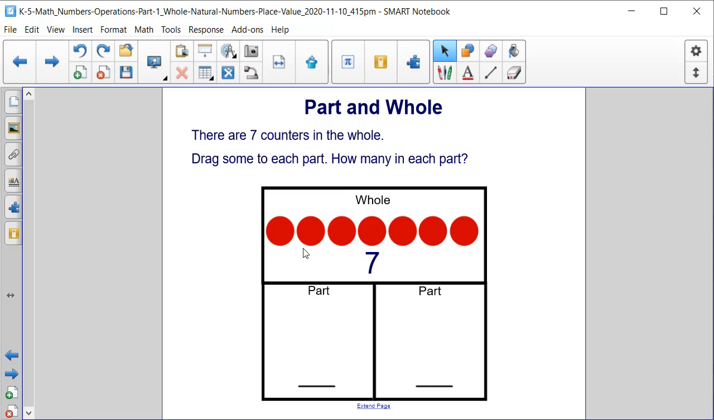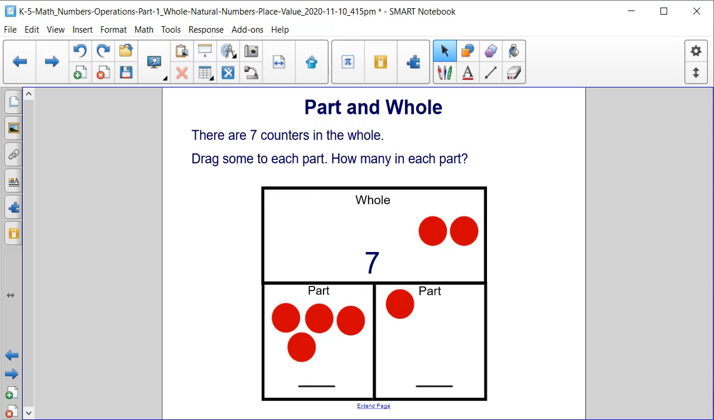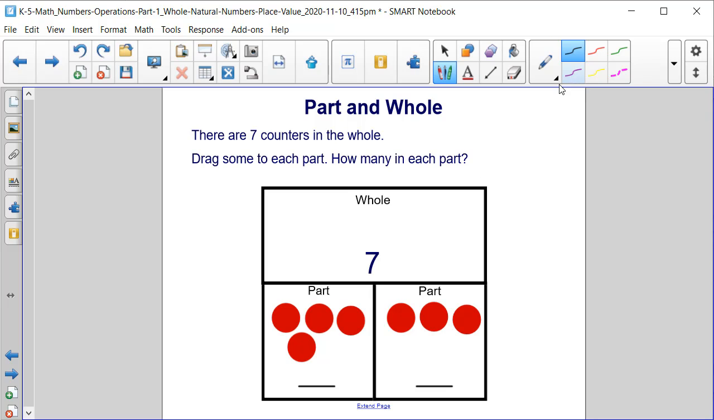There are 7 counters in the whole, shown in the diagram below. Drag some to each part, and then we'll see how many are in each part. So if I bring 1, 2, 3, 4 into this part, and I can bring 3 into this part, we can see that 4 and 3 together makes 7. So 4 plus 3 equals 7. We could also change this, and we can show that 5 plus 2, still 2 parts, add up to the whole, or 7. Many other examples can be used here and shown.